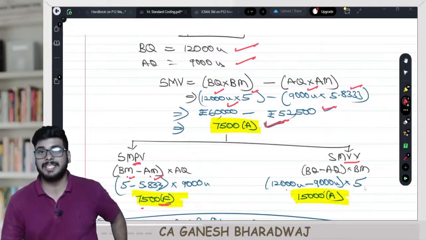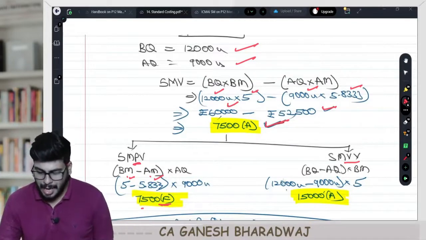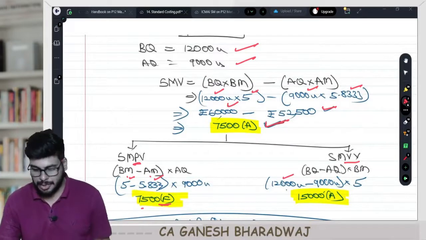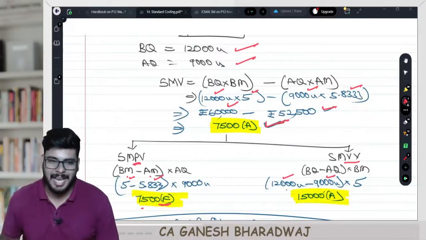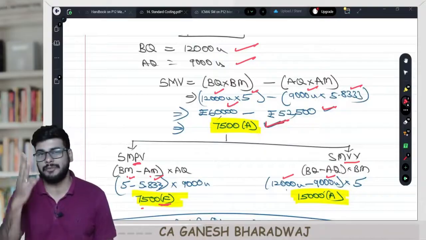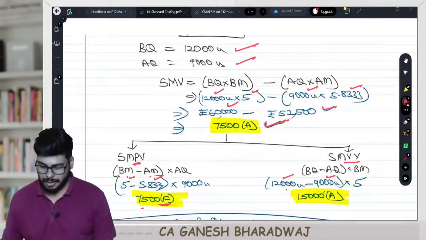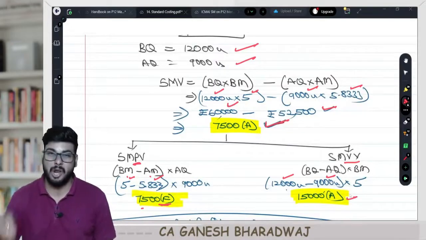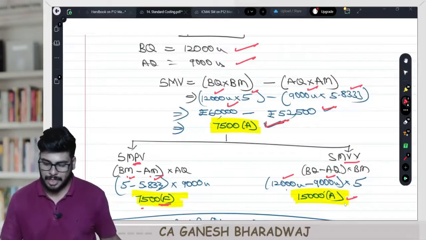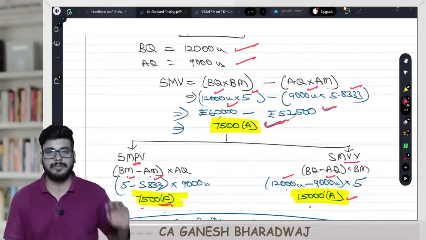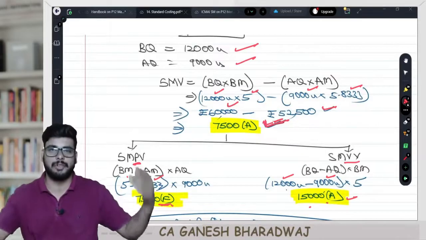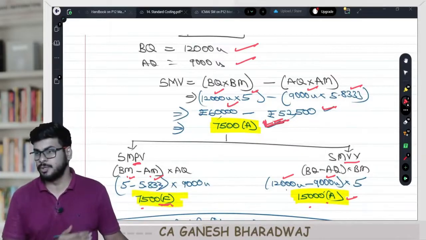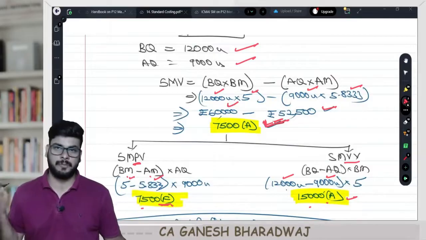And similarly, the sales margin volume variance is going to be, I plan to sell how much? 12,000 units, but I actually ended up selling only 9,000 units. I sold 3,000 units less, and had I sold each of these units, I would have got 5 rupees of profit. So 3,000 into 5, 15,000 rupees. I lost my profit. So 15,000 adverse. If you knock off these two, 7,500 favorable plus 15,000 adverse, the net comes out to be 7,500 adverse. Clear with this, guys? That is about this particular question.